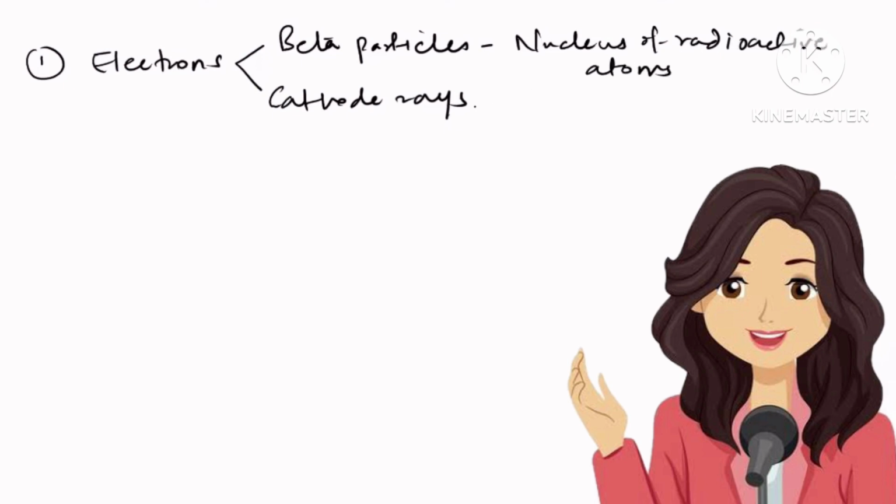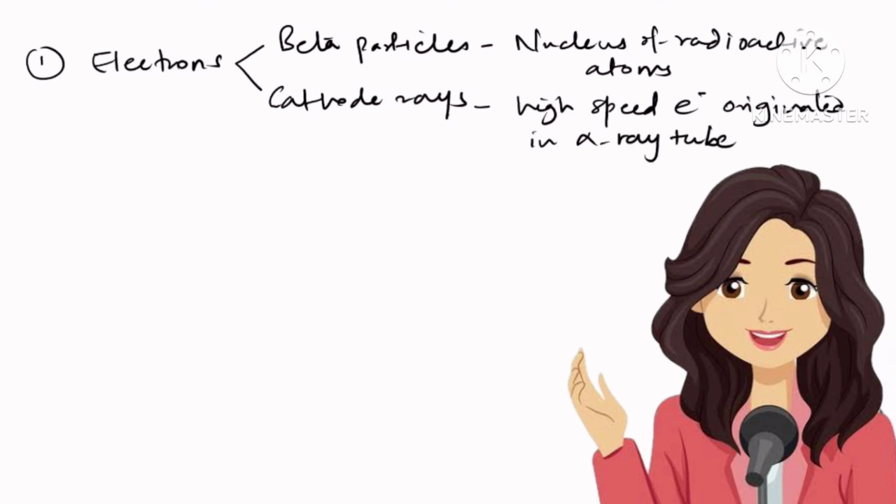All right. And cathode rays are high speed electrons. Cathode rays are high speed electrons originated in the X-ray tube. Okay. Now, when we discuss the X-ray tube, there you will understand what cathode rays exactly are. All right. So electrons. Then we have the second one, which is alpha particles.